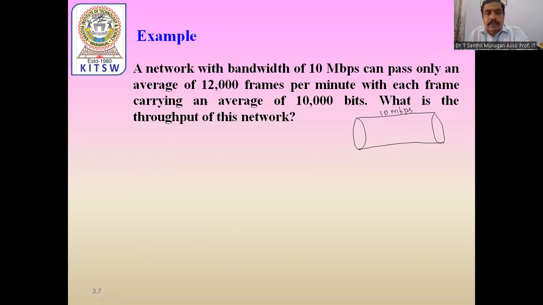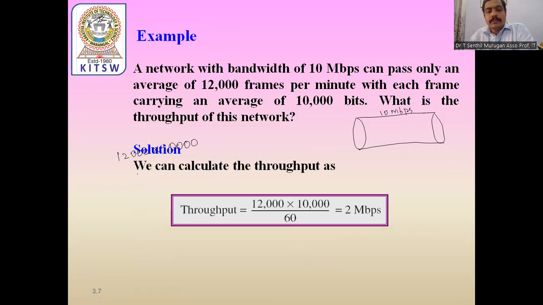With each frame carrying an average of 10,000 bits. So how many bits are there? 12,000 frames, and each frame has 10,000 bits. So we have to calculate the total number of bits. Then what is the capacity? 10 Mbps. So how to find it?